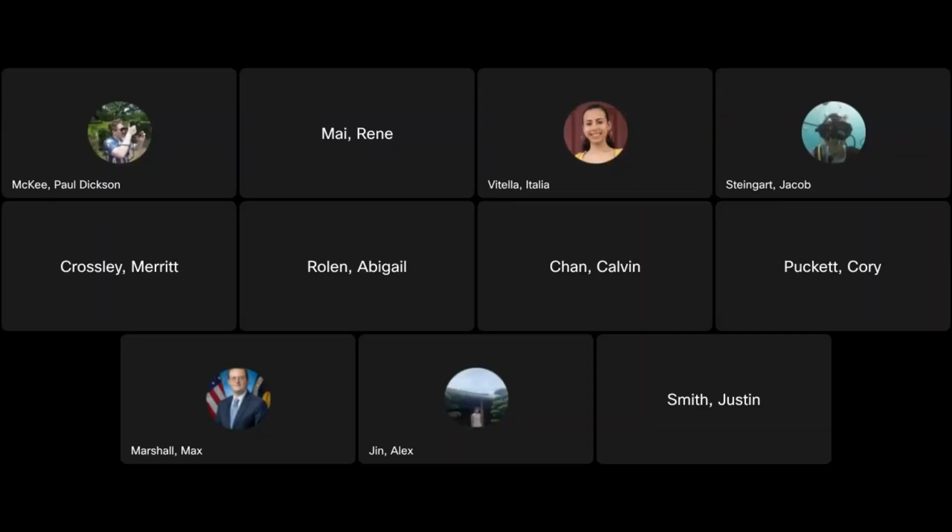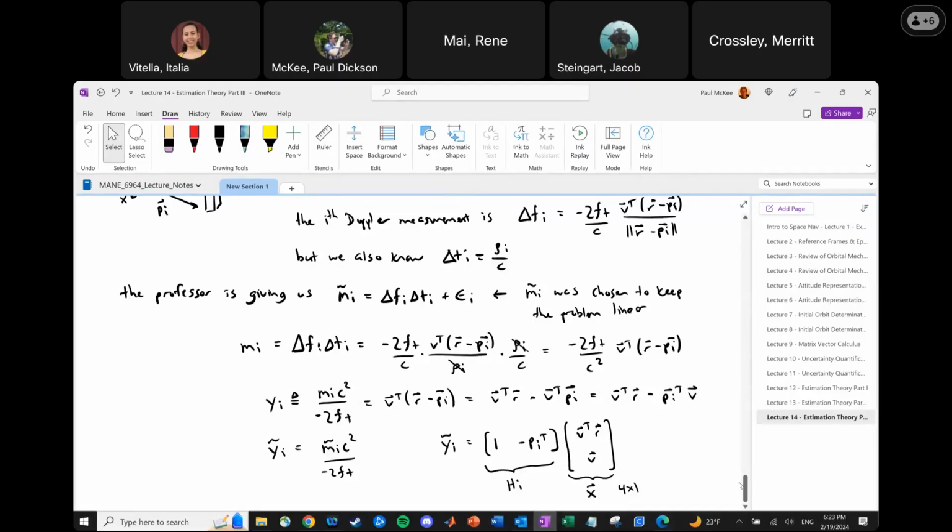I have a question. Can you go back to the page that you were sharing? Sure, let's go right back to it. There we go. Since we were given 5 measurements from the 5 beacons, but the state is going to be a 4x1, should we just use the measurements from only 4 out of 5 of the beacons?